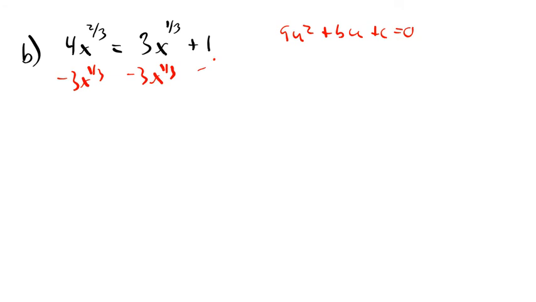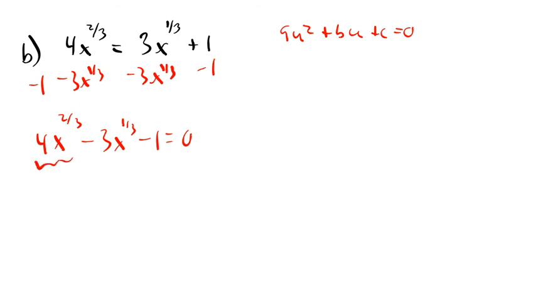And I'm also going to subtract 1 from both sides. So we'll have 4x to the 2/3 minus 3x to the 1/3 minus 1 equals 0. Okay, so if you're wondering, how do we know which one goes first? Normally we put the squared first and then the x term, but it's kind of different here. So you put the biggest exponent first. Since 2/3 is bigger than 1/3, this is going to be our leading term.